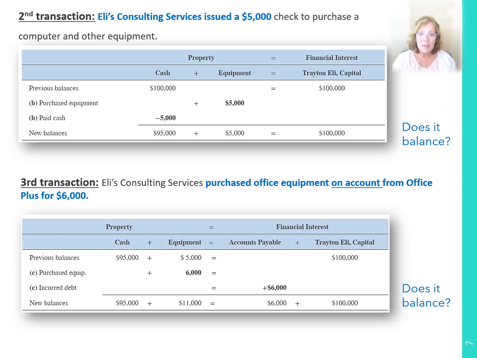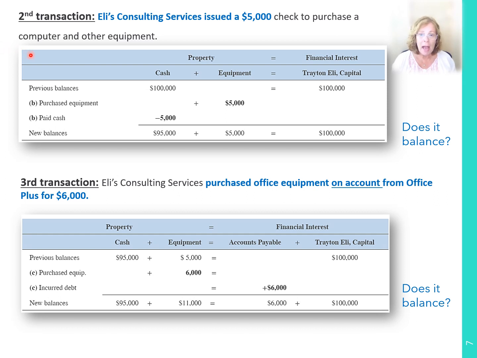In this second business transaction, Eli's Consulting Services issued a $5,000 check to purchase a computer and other equipment. So let's analyze it. The firm purchased new property, which is equipment, which means that the property increased. The firm also paid out $5,000 in cash, which means that property decreased.